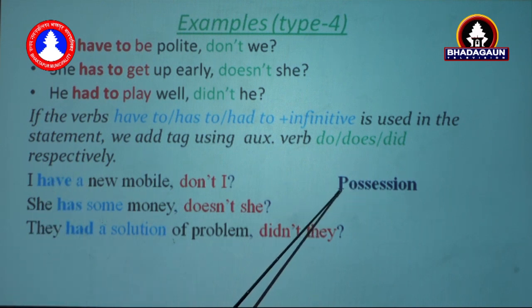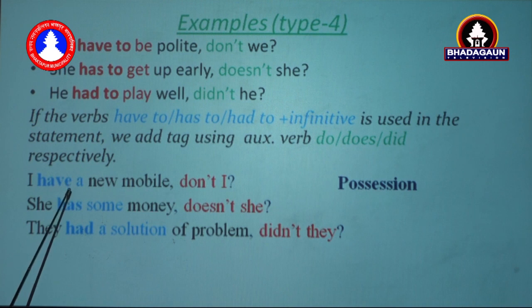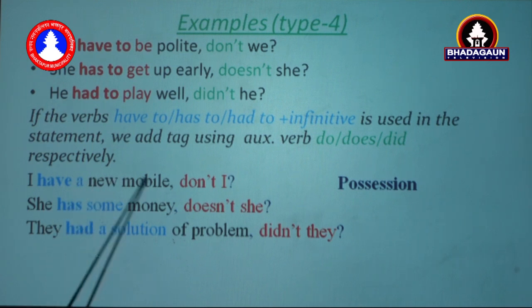They give the meaning of possession. In this case, we use again do, does, did. If have, has, had, then verb 3 is there. If verb 3 is there, we use the same auxiliary verb: have, has, had, haven't, hasn't, hadn't. But if there is no verb 3, and instead of verb 3 there is a noun phrase, a new mobile, some money, a solution, a noun phrase, in this case, we use the auxiliary verb do, does, did.